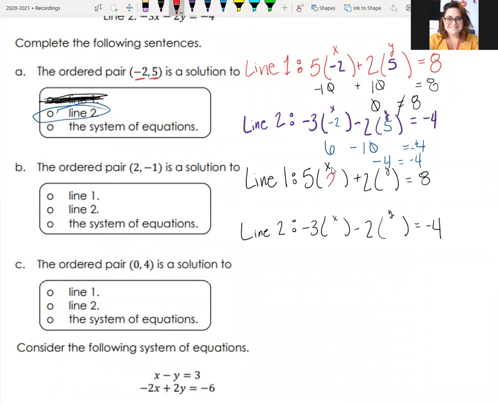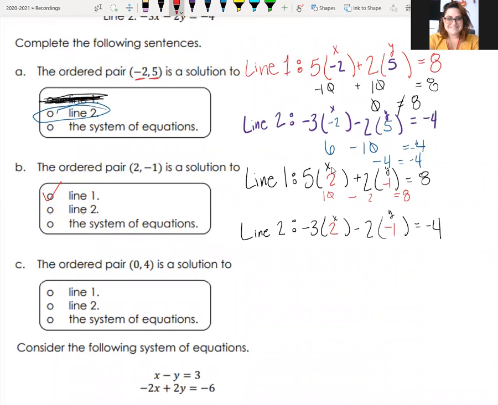And we're going to plug in 2 for x. We're going to plug in -1 for y, and now solve. 2 times 5 is 10, plus -2, which is the same thing as saying 10 minus 2, which is 8. And 10 minus 2 is 8, so that does work.